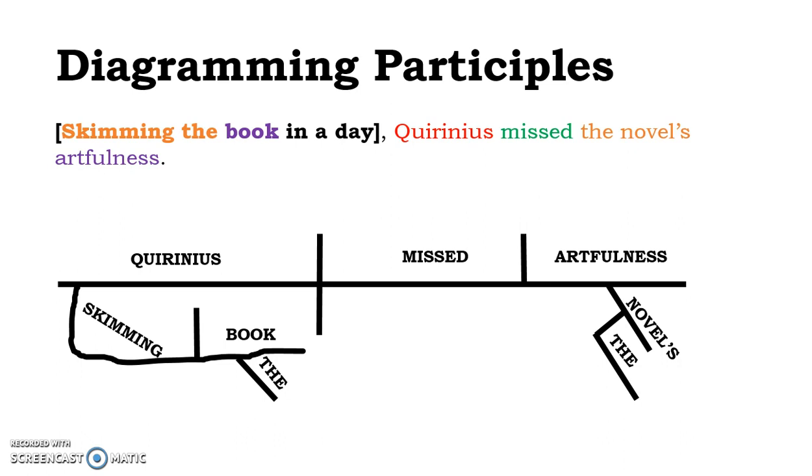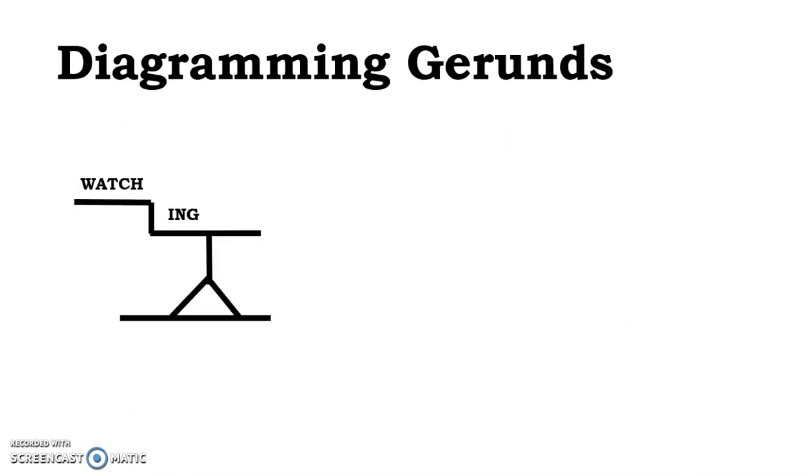And then I have this remaining prepositional phrase, in a day. So what's that telling me? In a day. Is it modifying book? Talking about what kind of book? No. It's telling me something about how Quirinius skimmed the book. So it's actually adverbial, which means I put it then in blue to mark adverbial, and then I put it beneath the participle. I put it beneath the verby thing since it's adverbial. Okay, so hopefully that makes sense.